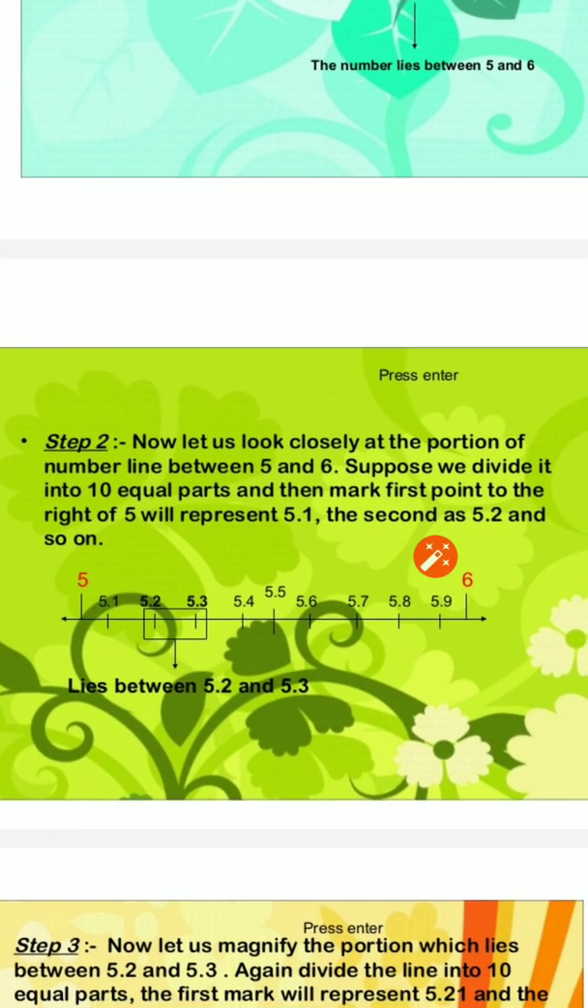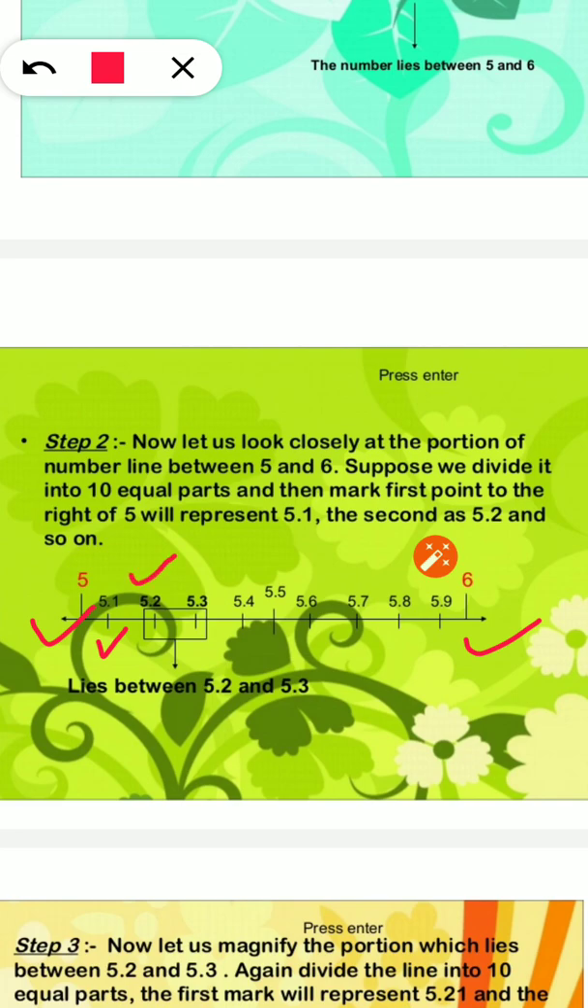Now let us look closely at the portion of the number line between 5 and 6. Now children, 5 और 6 को देख लीजिए. This is 5 and this is 6. Suppose we divide it into 10 equal parts and then mark the first point to the right of 5 will represent 5.1. This will represent 5.1 and the second as 5.2, and so on.